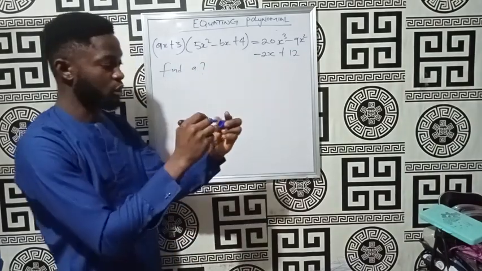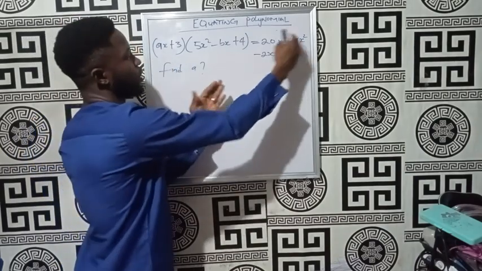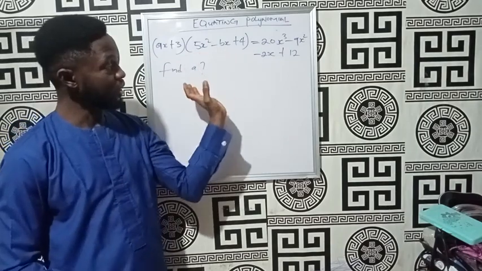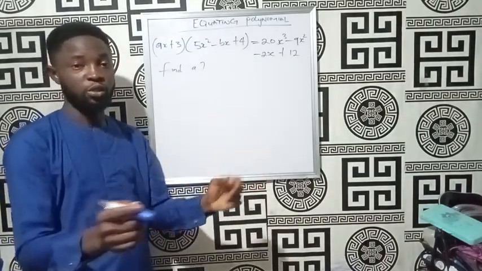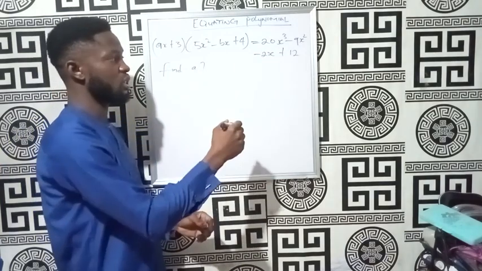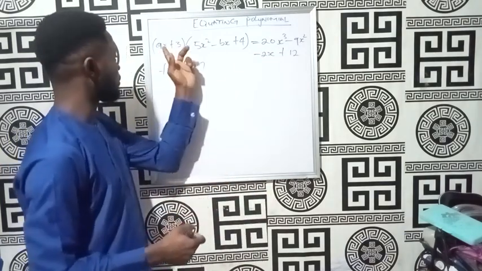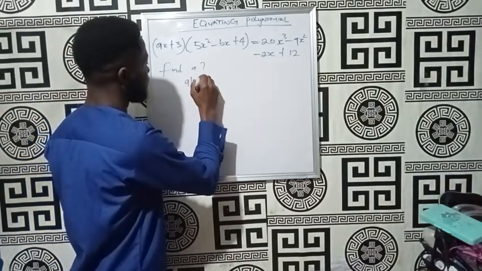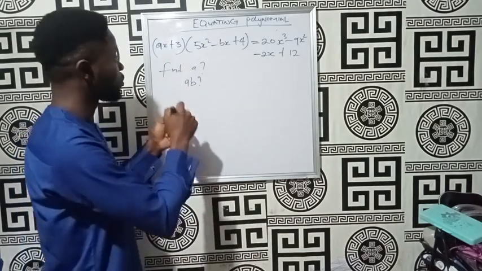In this kind of equation, we have the left hand side and the right hand side. The left is a polynomial in algebraic form that you need to solve. Then after resolving it, you equate each of them to find the variable. The question is find a and b.